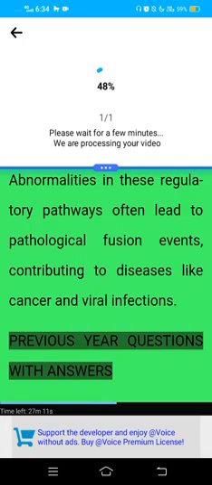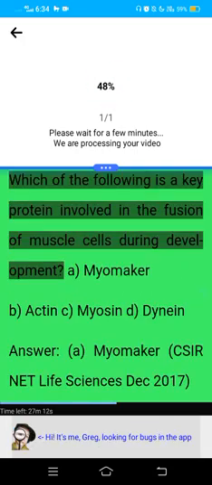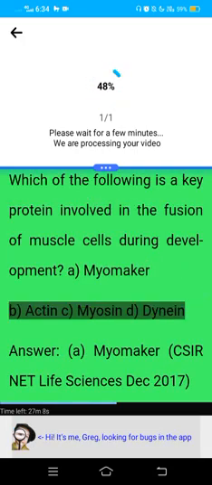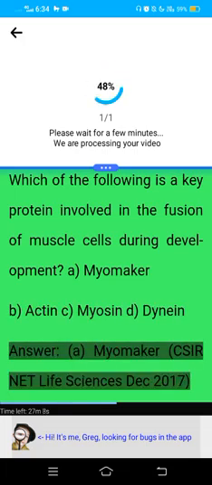Previous year questions with answers. Which of the following is a key protein involved in the fusion of muscle cells during development? A. Myomaker. B. Actin. C. Myosin. D. Dynein. Answer. A. Myomaker. CSIR NET Life Sciences December 2017.